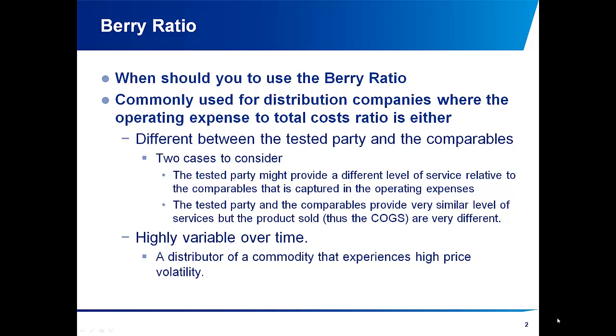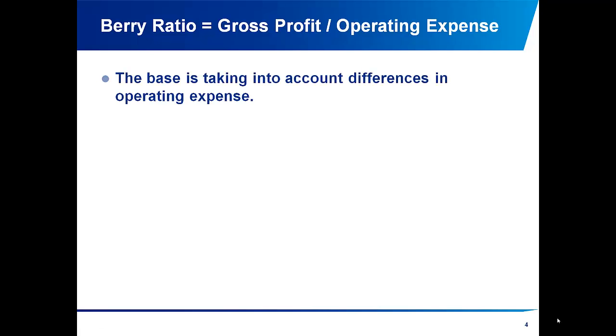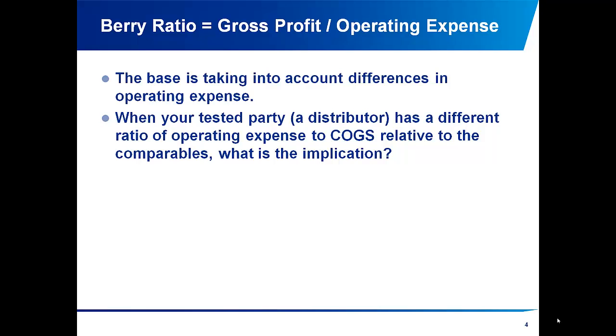This is a slide from a previous presentation where we've talked about all the different situations where it's common to use the vary ratio. We want to focus on this one, where the tested party provides a different level of service relative to the comparables, and that's being captured in the operating expenses. Now up above you see the definition of the vary ratio. It's the gross profit divided by the operating expense. The base, operating expense, is taking into account differences that might be coming about with the amount of service level that's being offered.